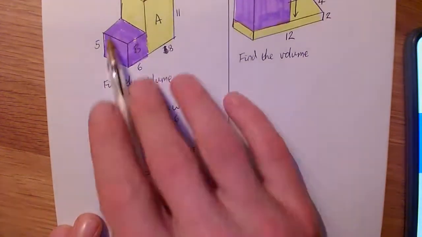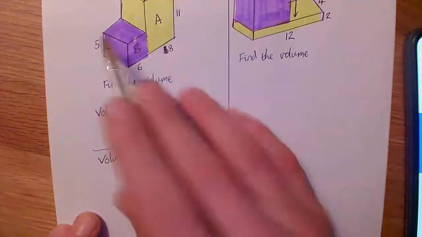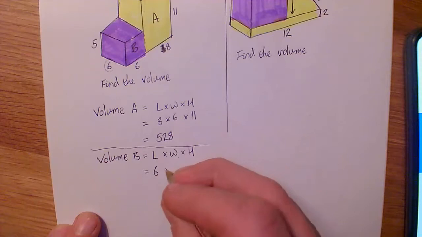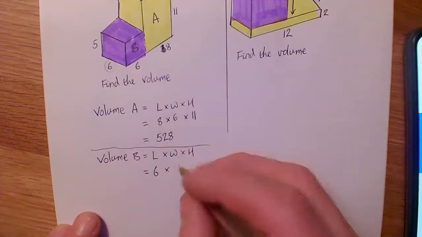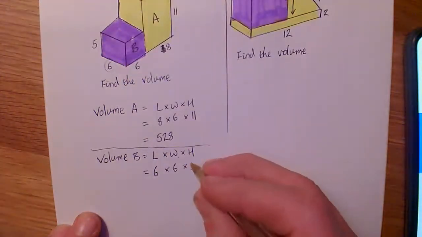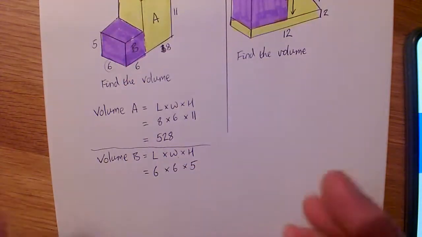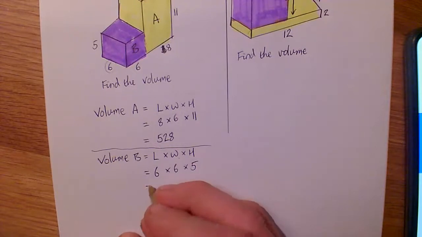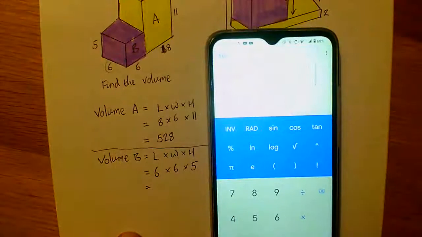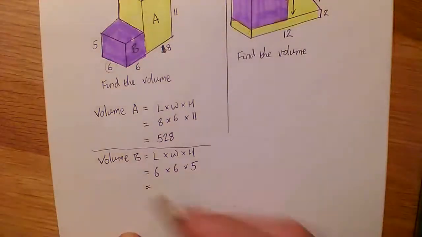Volume B, that's the purple bit. Now remember, we're looking for a length, a width, and a height. Well, the length is 6. The width is 6. But this time our height is 5. So just trying to figure out which measurements you're using is the really tricky bit here. Working with that on our calculator, we have 6 times 6 times 5. 180.